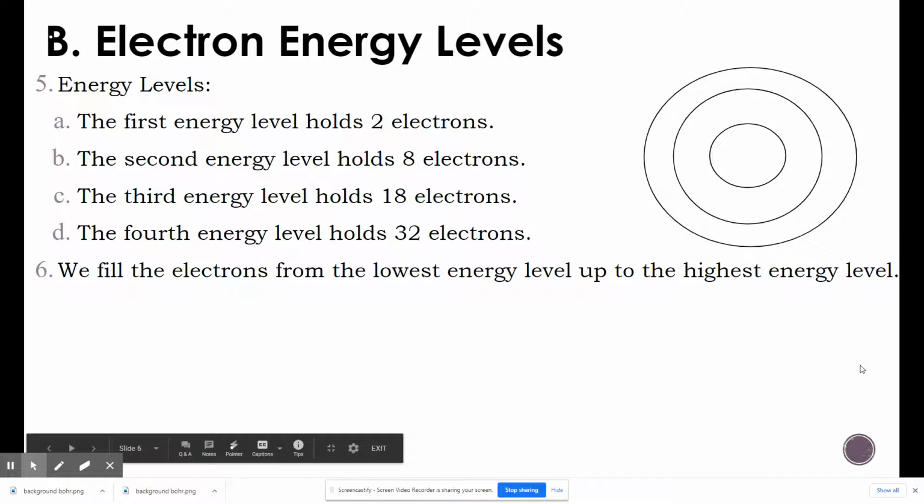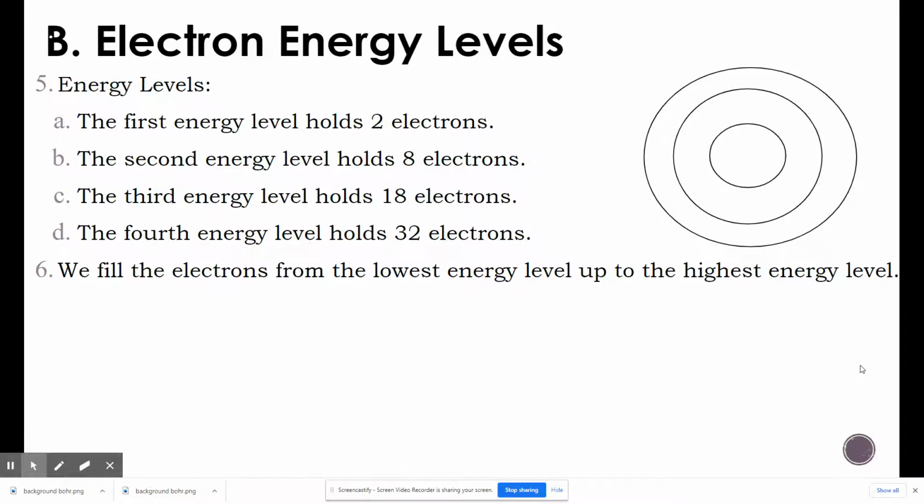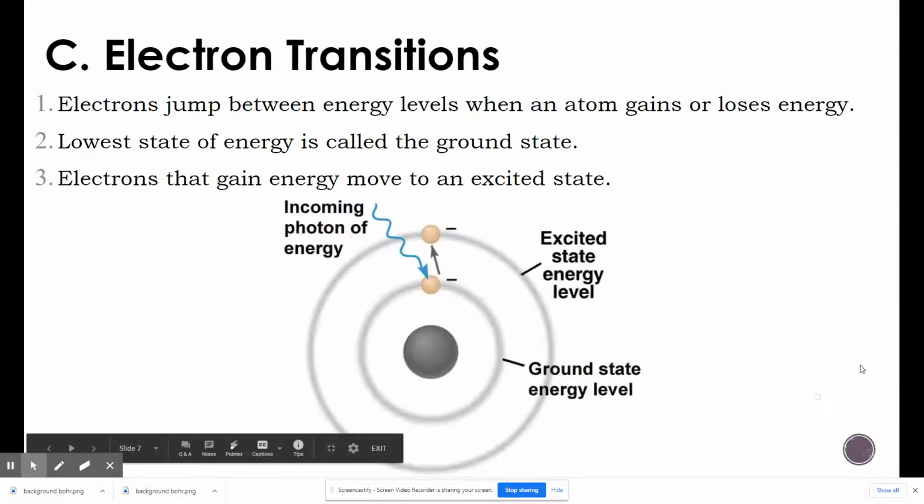In our model, we have different energy levels, and each energy level holds a different number of electrons. The first energy level holds 2 electrons, the second holds 8, the third holds 18, and the fourth holds 32. We begin filling the electrons from the lowest energy level up to the highest energy level.